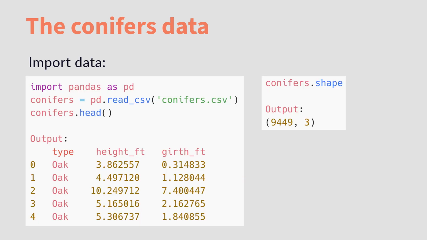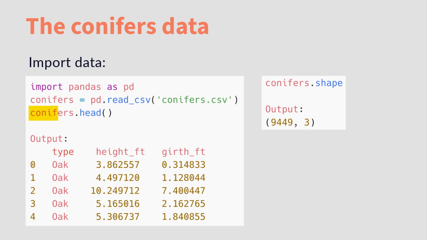Today we will be using the conifers data, which contains the height and girth of different types of conifer trees. You can find the link to the data in the description below. The pandas package is the most widely used data analysis package in Python. We will first import the pandas package as pd, then we will import the conifers data using the read_csv method. We will save it as conifers.